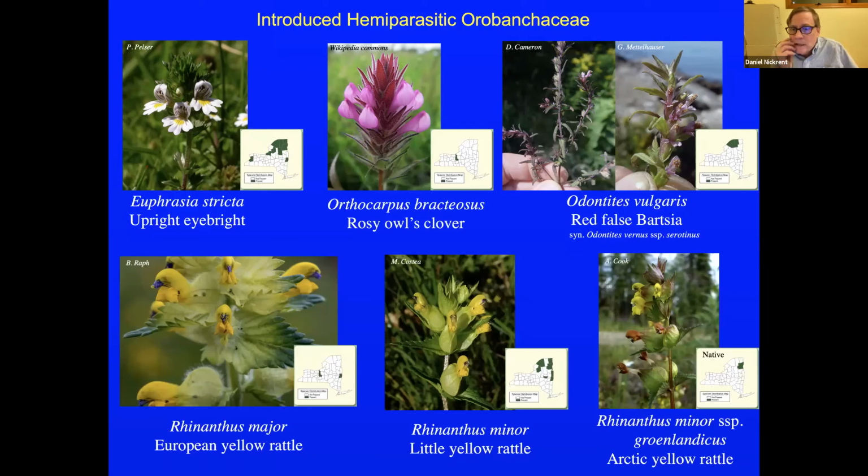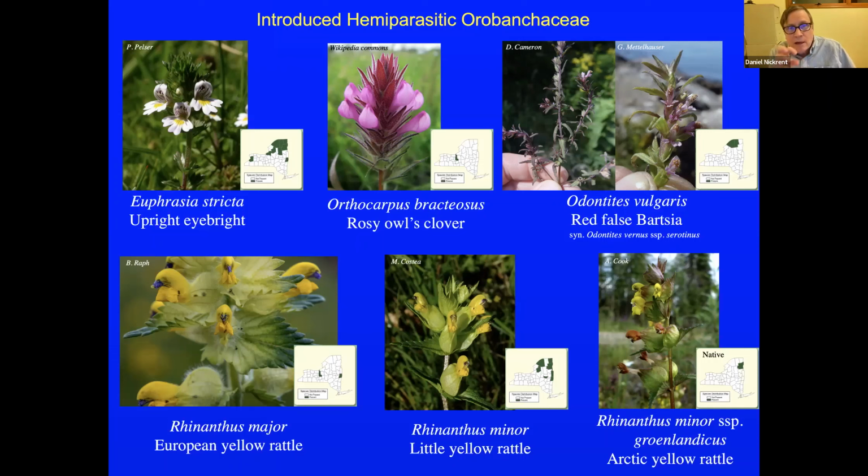To the right, Odontites, the red false Bartsia, it's occurring apparently as a weed all the way up into Canada. In fact, Canada considers that a noxious weed. So I haven't seen that one either, Odontites, introduced from Eurasia again. All of these are mostly Eurasian weeds.